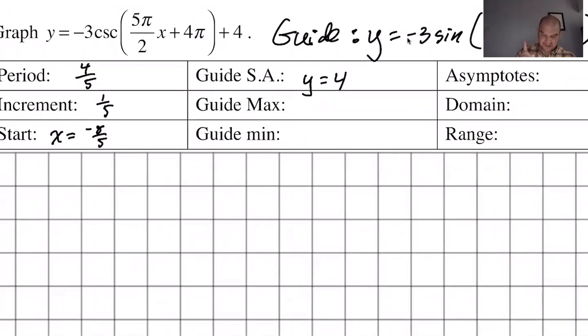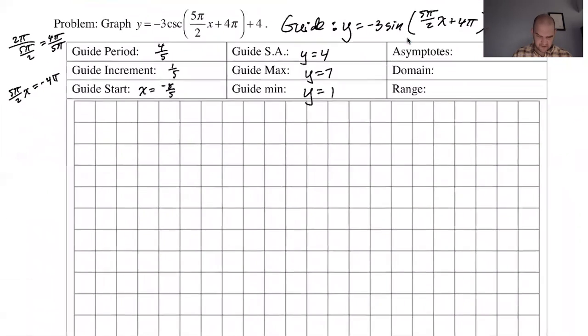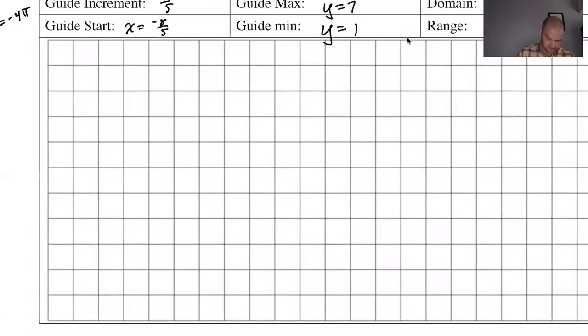The maximum of the guide, which we'll see will become a relative minimum for the cosecant graph, is going to be, we're at 4 and we can go up 3. So it's going to go up to y equals 7. We're at 4, we can go down 3, so we go to 1. Asymptotes, domain, range, just wait on those, right? So we need to go 1 to 7. I think I should probably start here with 1. 3, 4, 5, 6, 7.